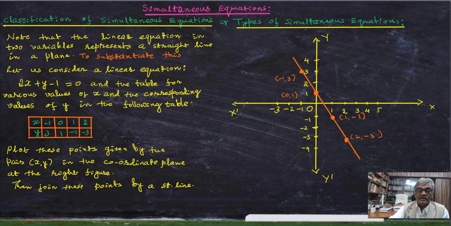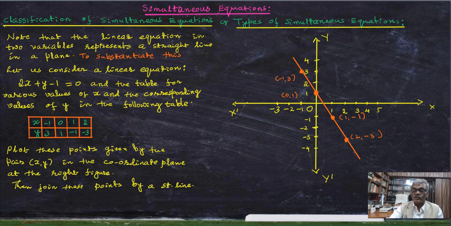The points on this straight line satisfy the equation. Moreover, you need not take 4 values here, just 2 values, so we can identify 2 points, and by the Euclidean idea there passes one and only one straight line through 2 points. This is how we can represent a linear equation in two variables, and this equation represents a straight line.